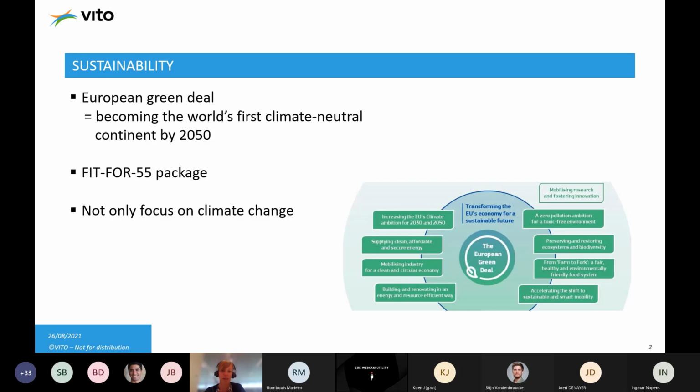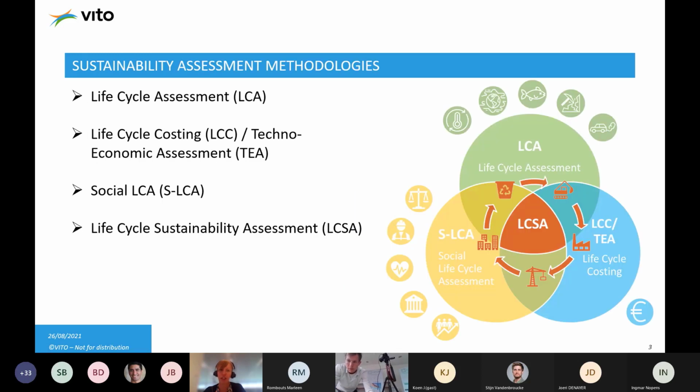So these are things that we at least follow closely. I think the focus is a lot on climate change, whereas I think we also should focus on many other sustainability impacts, just saying a few, like resource scarcity, water, land use. That's something that we are also working on and which I think is important that we all keep an eye on. So many different methodologies exist for sustainability assessment. I think you all heard of LCA, LCC, TEA, or even for the social impact, the SLCA, and the combination, which is called life cycle sustainability assessment.